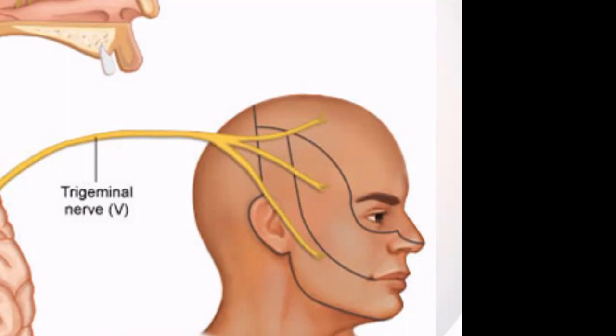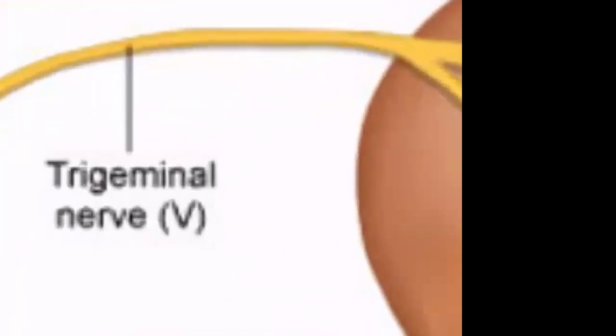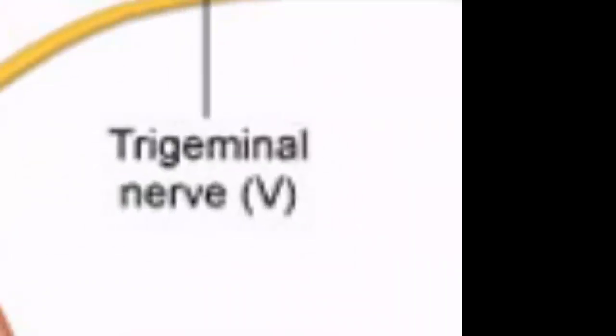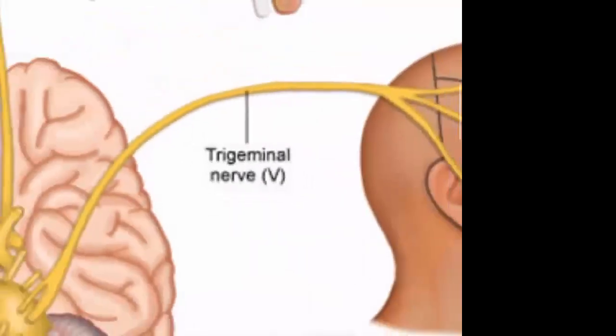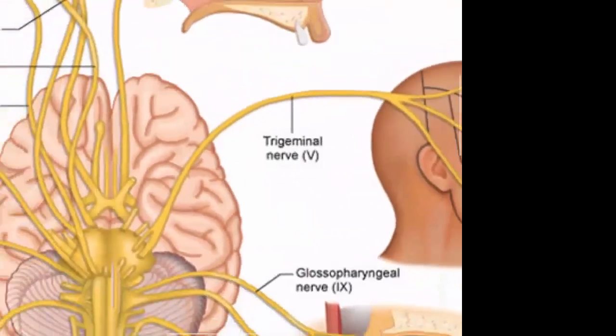So trigeminal nerve, cranial nerve 5. And the way I always remembered this, if you look at Roman numeral 5, it's a V, which is kind of a triangle shape. So trigeminal, triangle, cranial nerve 5. That's how I always remembered the trigeminal nerve was cranial nerve 5.